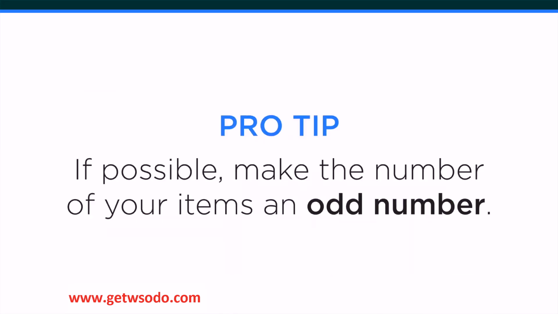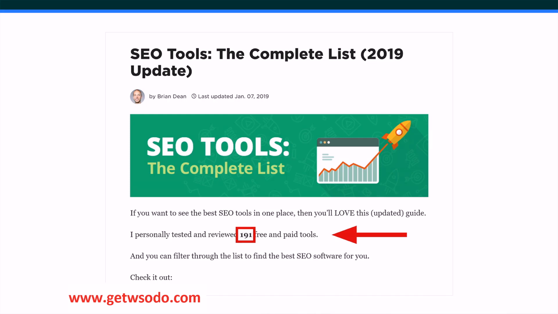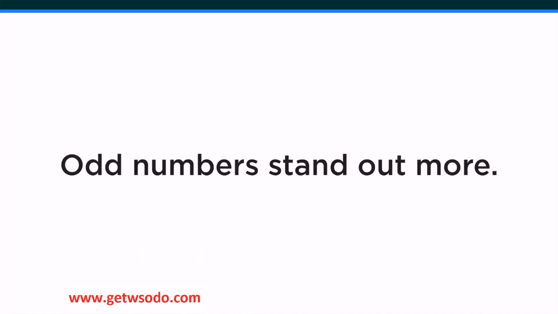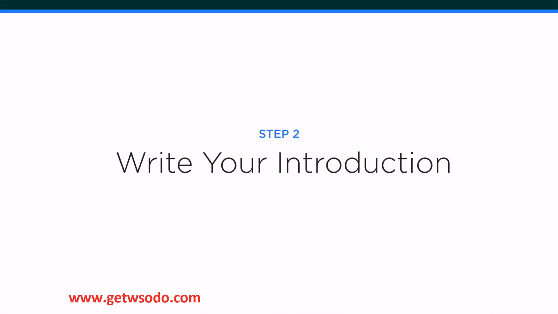Which actually leads us to a little pro tip, which is whenever possible, make the number of items on your list an odd number. For example, with my SEO tools post, I made sure to list out 191 tools, not a round number like 150 or 190. Why? Odd numbers stand out more. In fact, this is a good rule of thumb to follow for any list post that you publish, not just RLLs. And once you finish your headline, it's time for your intro.